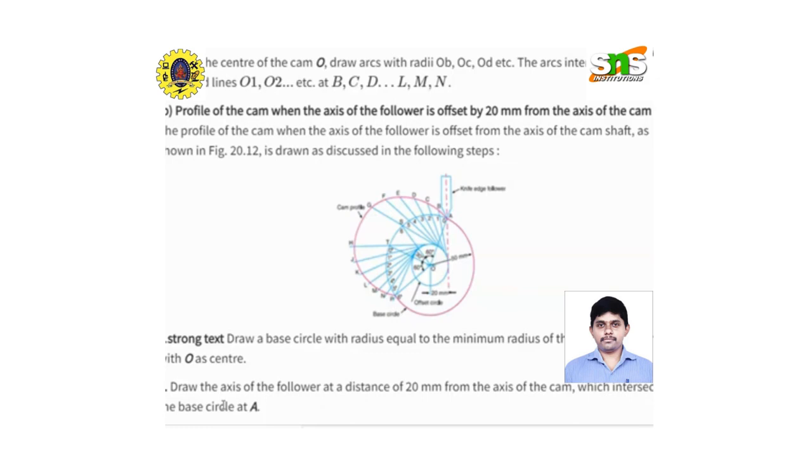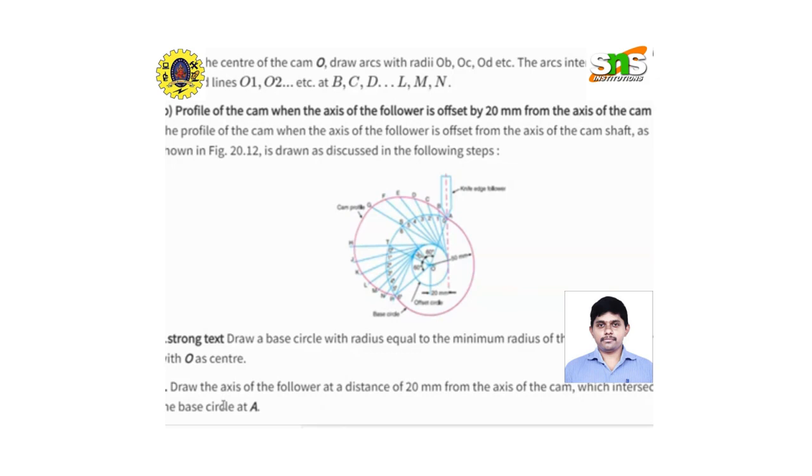Okay, the offset is represented by a tangent line, and we need to divide it into 6 equal parts. Similarly, the second angle is 30 degrees, and from the point O we need to make a line which represents the dwell line. Okay, and the same procedure is repeated for the return stroke.